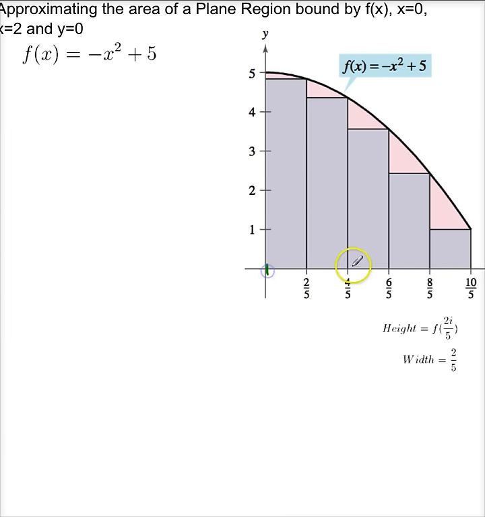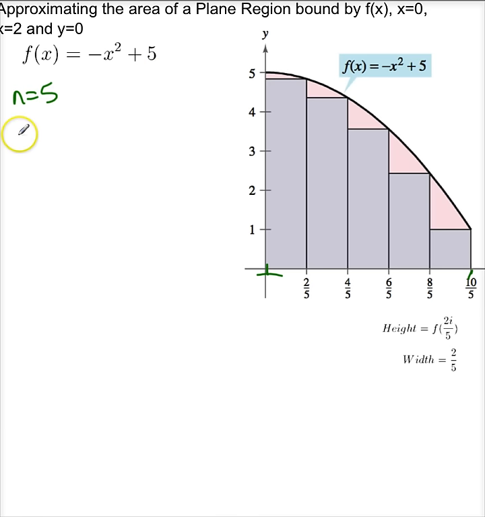So we're looking at this region right here. Now, we're going to divide this region into 5 equal areas. So in this case, n is going to equal 5.